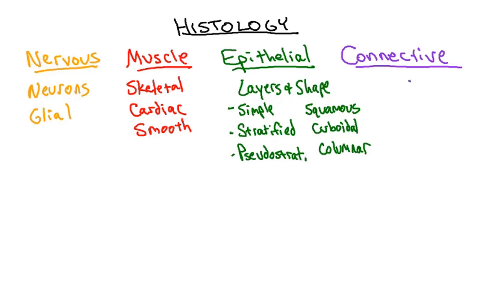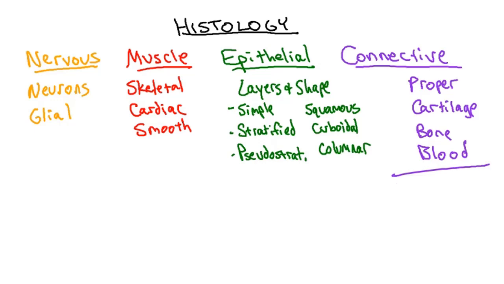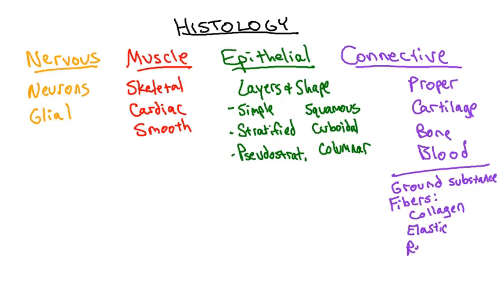And connective tissue is either proper, cartilage, bone, or blood. It is also made of both ground substance and fibers. And the fibers are either collagen, elastic, or reticular.